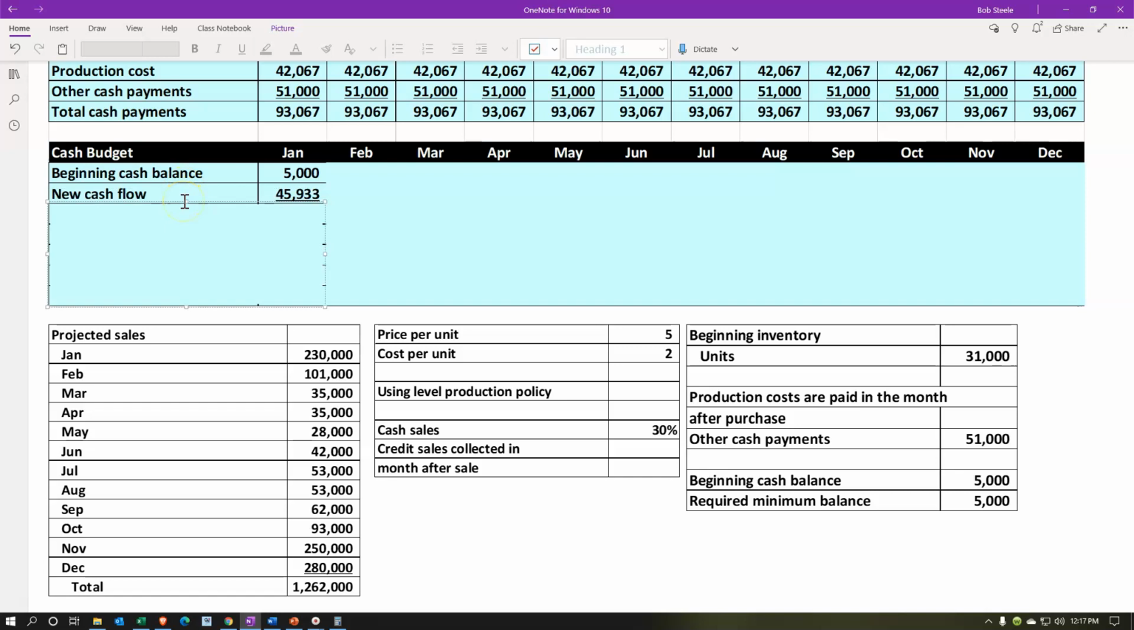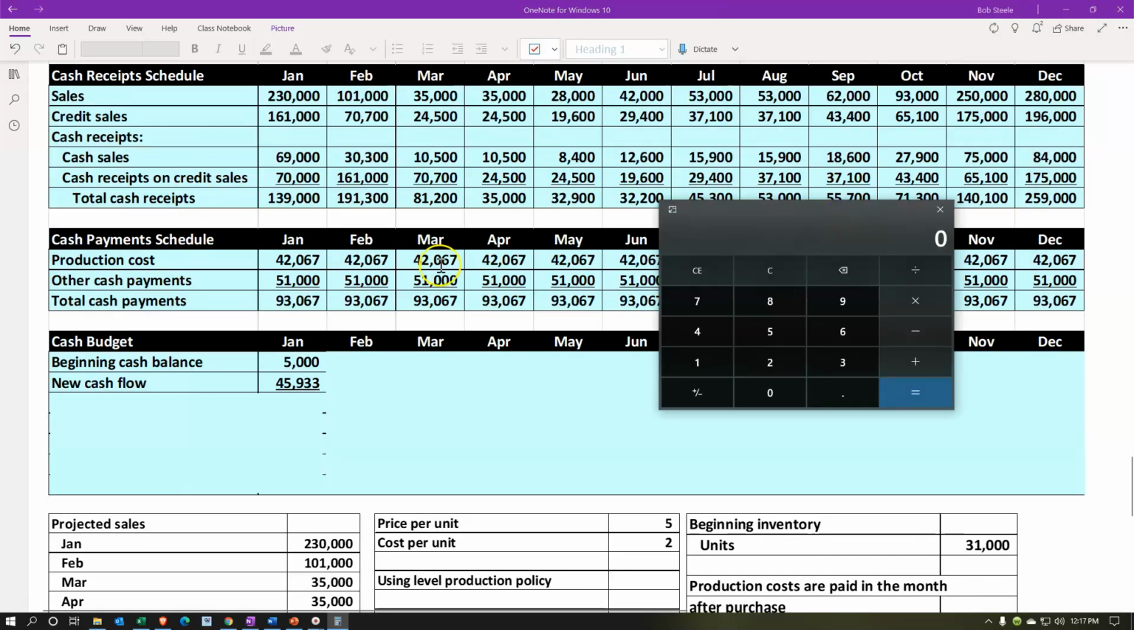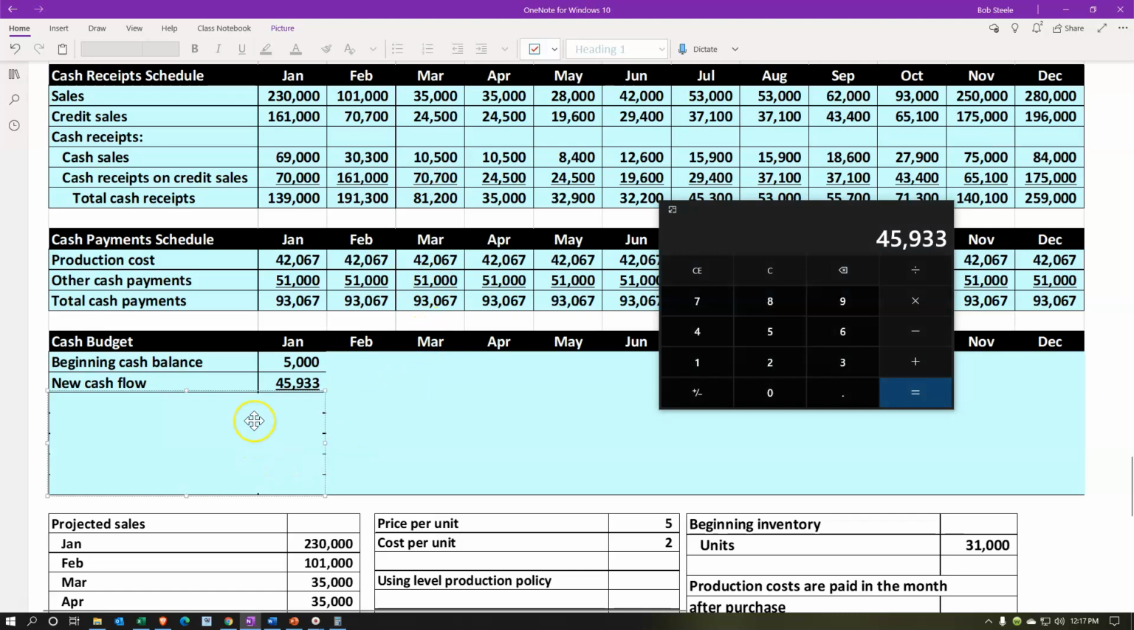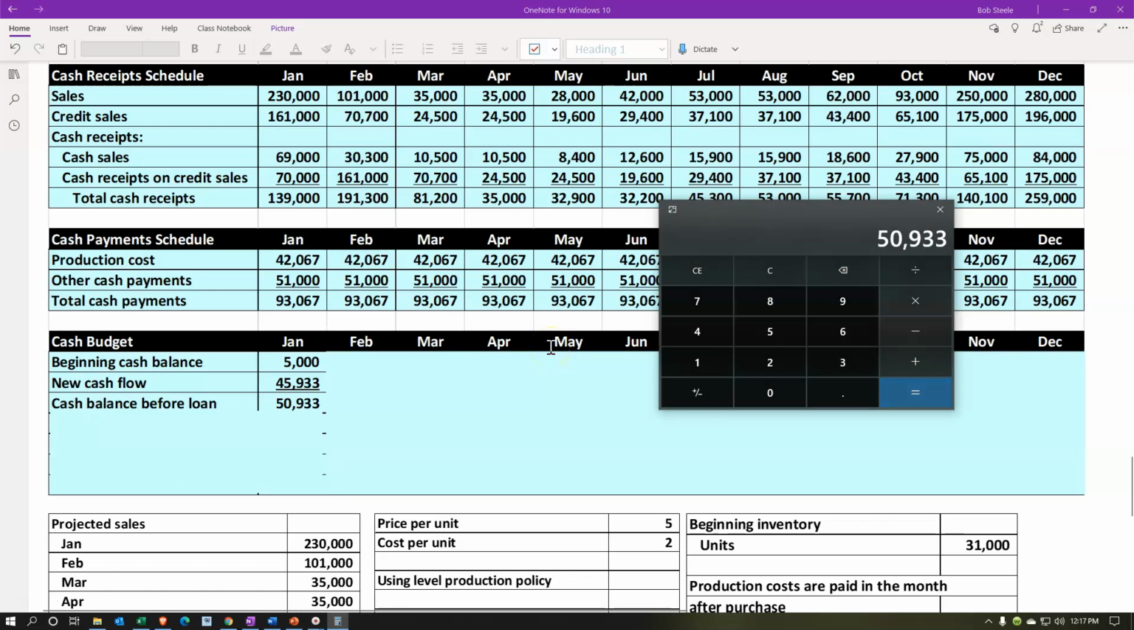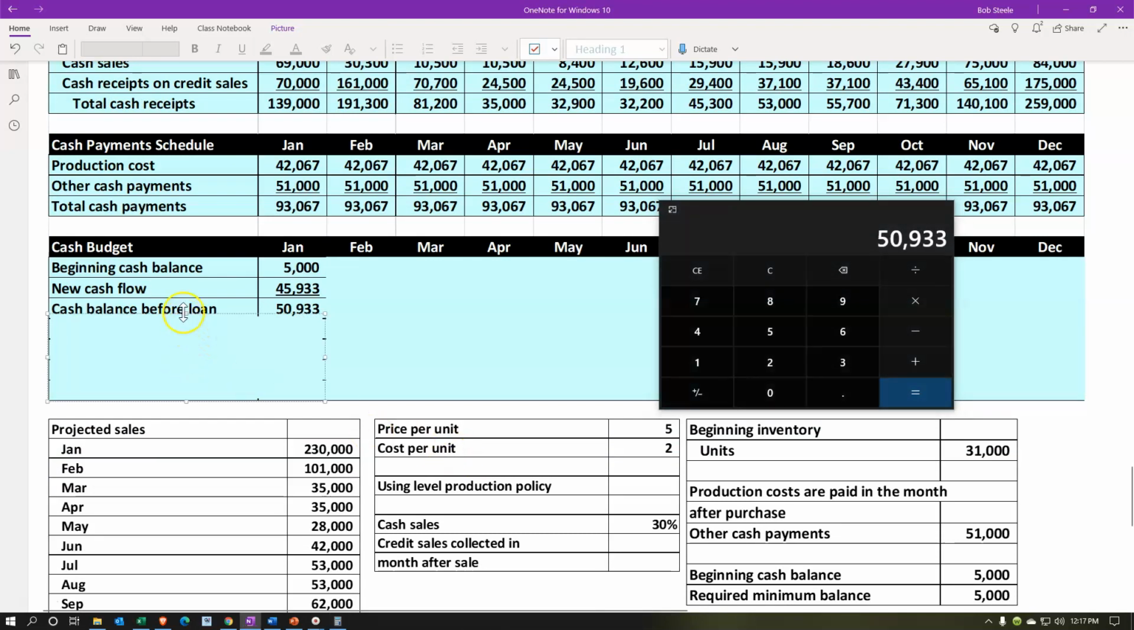That's where we start. The new cash flow is simply going to be the change that we have up top. So we have the inflow of the 139,000 minus the 93,067. So we've got a change of the 45,933. If we take that and add it to the 5,000 beginning balance, that would be our ending cash before considering a loan. It's well above the beginning balance, and we currently have no loan outstanding. We're going to say, therefore, there's no loan activity.